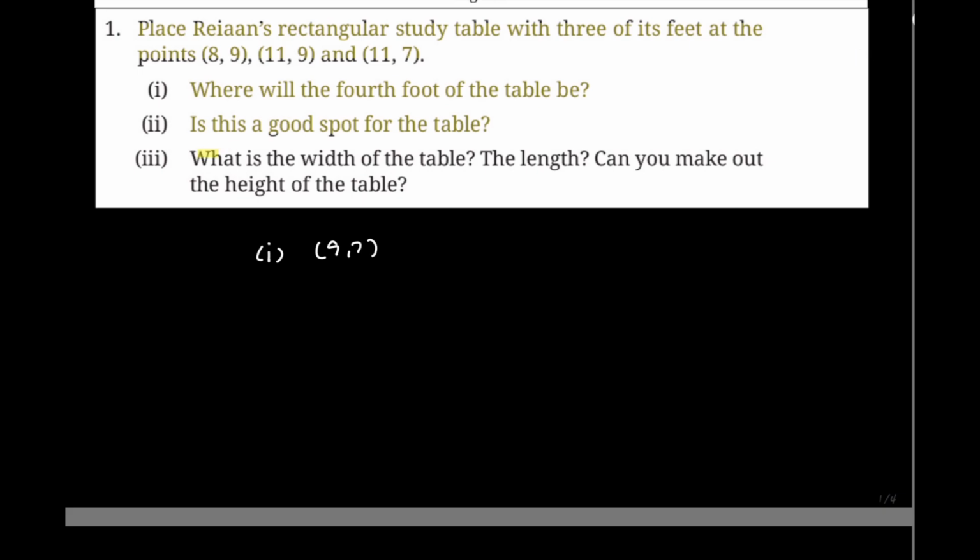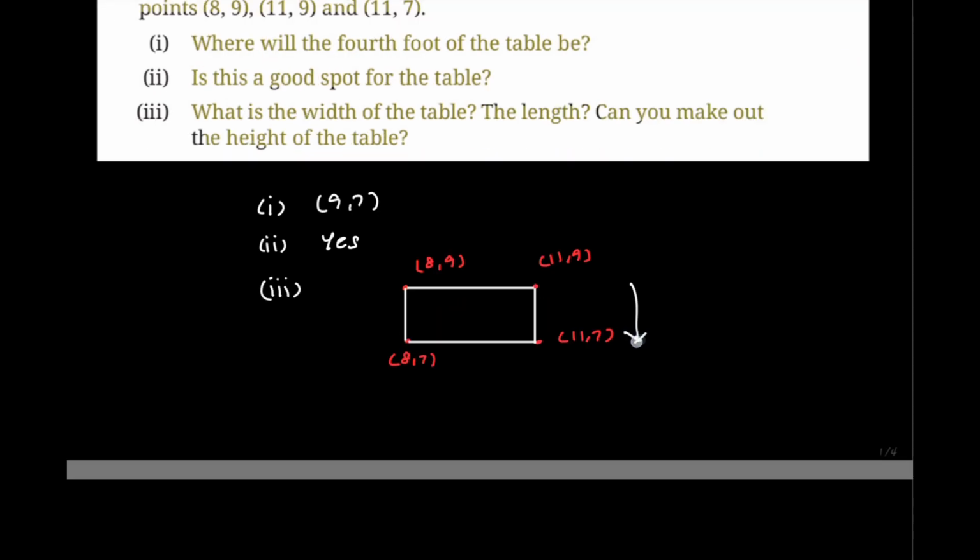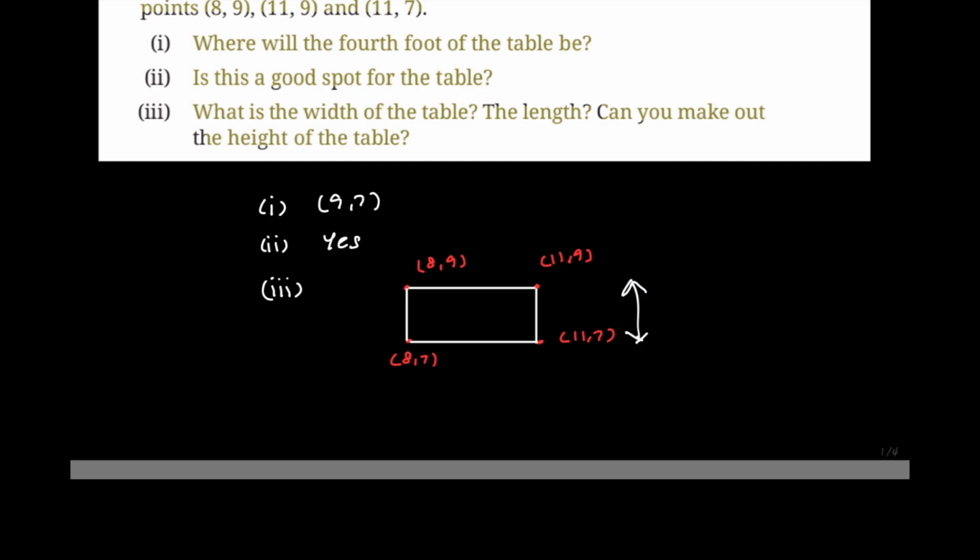Next, third question, what is the width of the table, the length? Can you make out the height of the table? This is the width of the table. So subtract the y values, that is the width of the table. In this coordinate the y value is 9, in this coordinate the y value is 7. So the difference between these two is 2. So the width of the table is 2 feet.